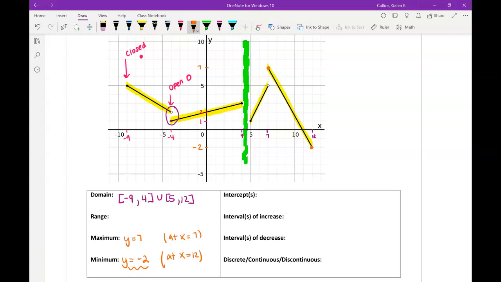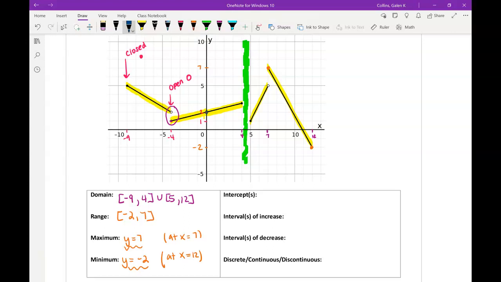So my range is going to be my least y value to my greatest y value. So I'm going to say my range is from -2 to 7. All right, intercepts. Again, I'm looking for x and y. On the graph, it's a little bit easier to see.